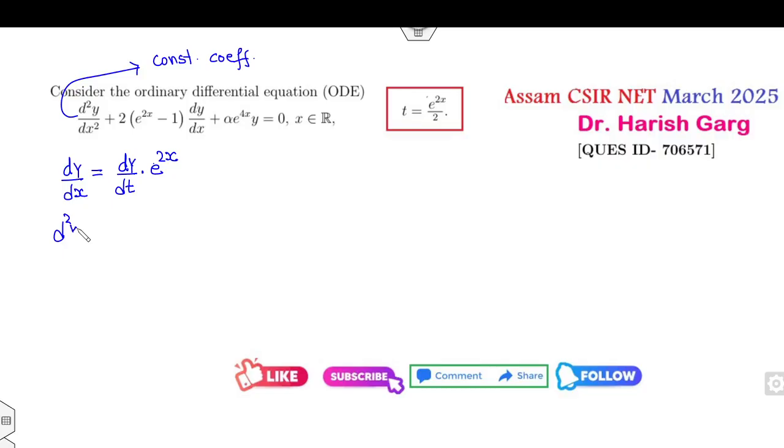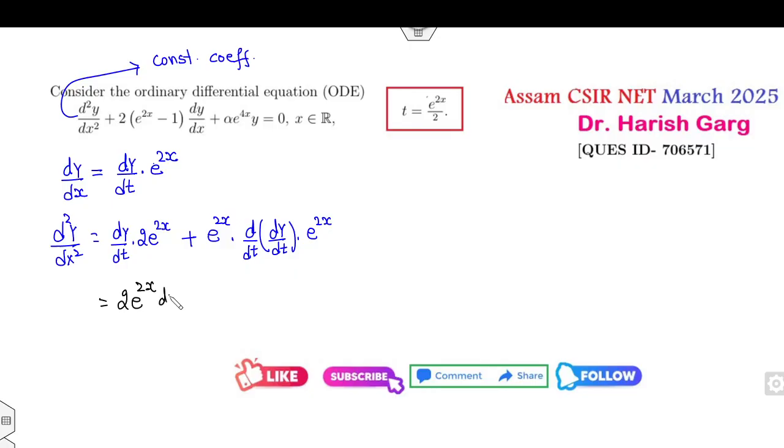I can find the second derivative with respect to x. So I can use the product rule. The first one is dy over dt into e raised to power 2x, plus e raised to power 2x is outside. Again, I can differentiate this with respect to t into dt by dx, that is again e raised to power 2x. So that will be e raised to power 2x dy over dt plus e raised to power 4x d square y over dt square.